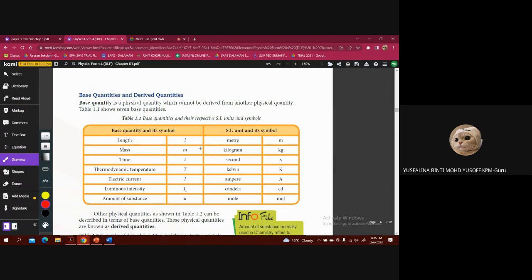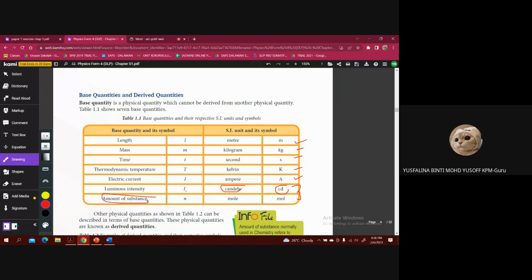That is the base quantity. There are seven of them. Five you already learned during Form One: length, mass, time, temperature, and electric current. When you come to Form Four, you add two more. One is luminous intensity, where the unit is the candela and the symbol is cd.